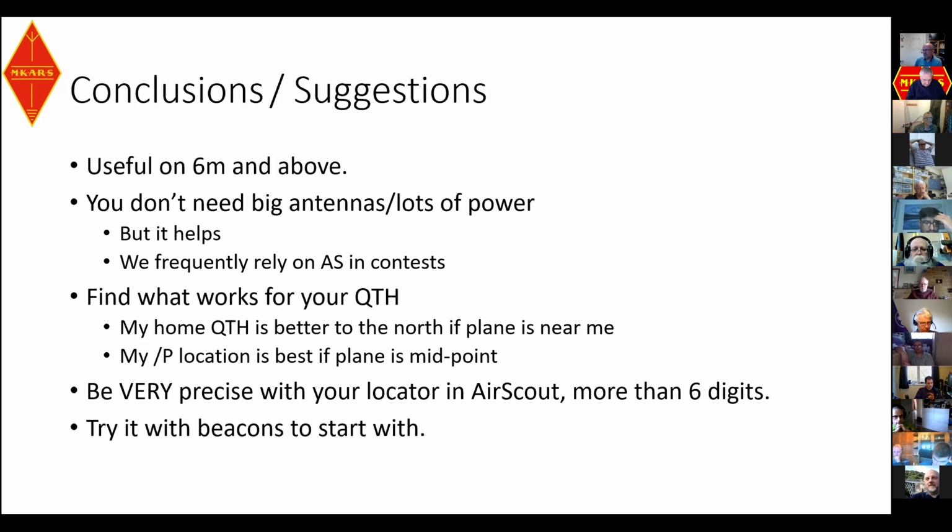And the best thing to try to start with is beacons. So if you're trying to see if you can get an air scatter contact, try beaming towards one of the Cornish beacons. You know where it is, you know what frequency it's going to be on, so you can get ready for it, and you can't hear it. Run up AirScout, put its location in, and wait for a plane to come along, and then see if you can hear the beacon. And the chances are you probably will.